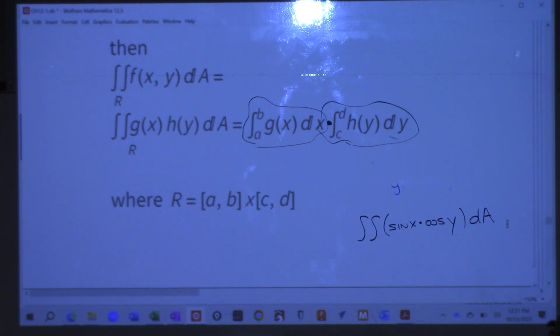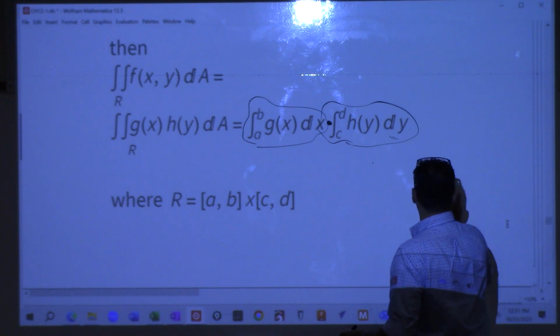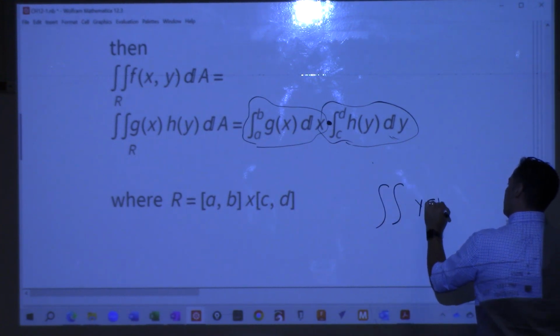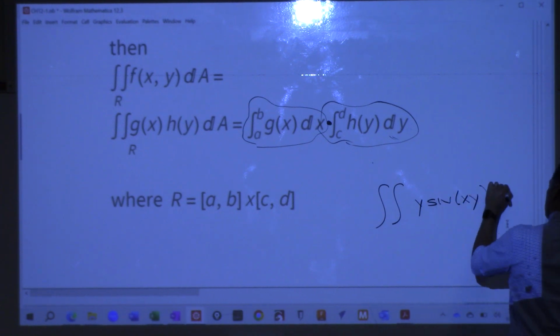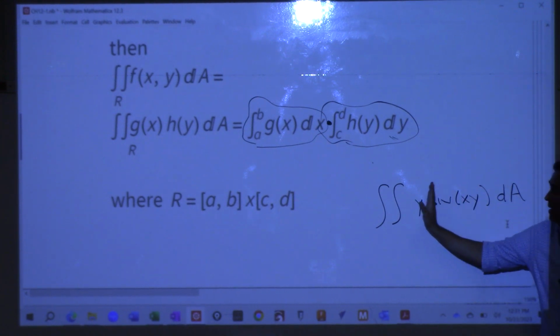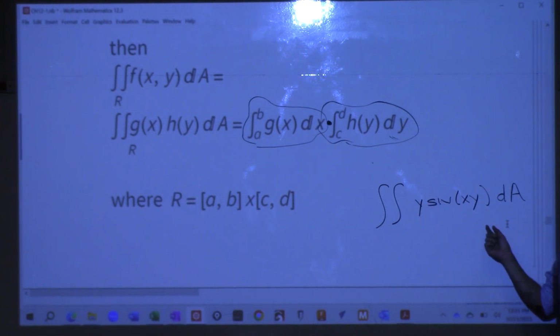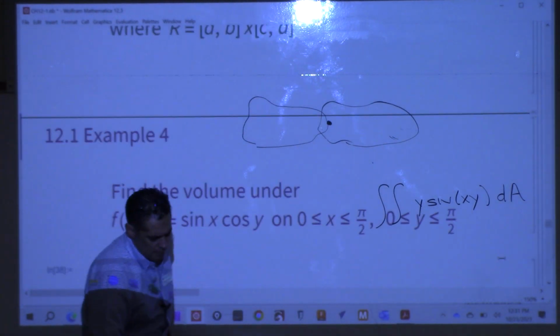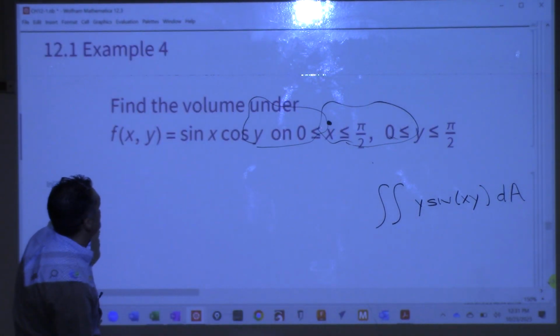Could we have done that on the problem that we just did? No. The one where we had, what was it, y sine of xy, dA? Why can't we do it? Because you've got xy, and you can't rip this into two with multiplication. You can't get a product where it's just y's and just x's. This xy is trapped, so you can't use this, all right? So there's the example right there.